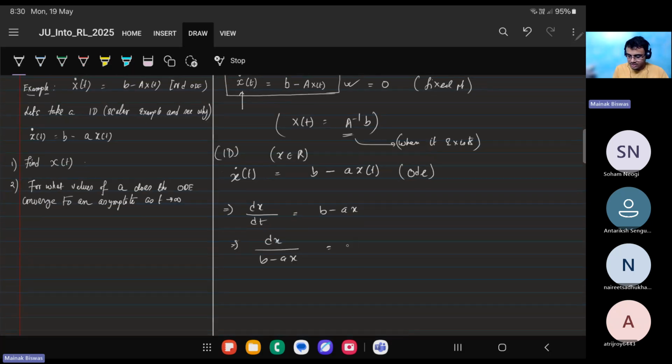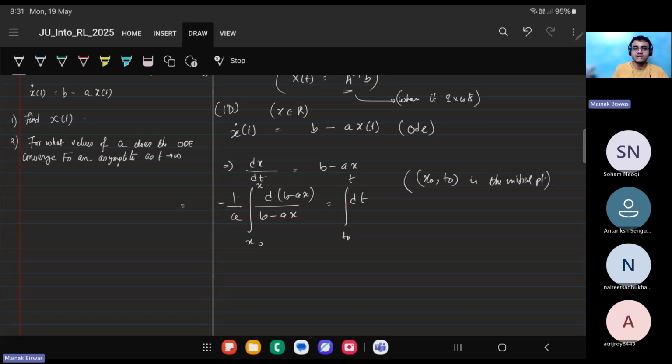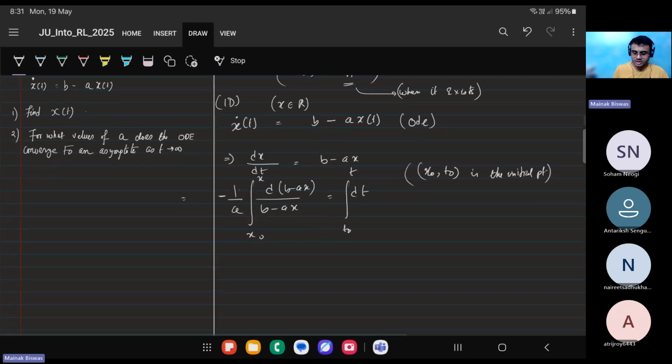B minus Ax is equal to dt. So if there is a question, you can ask me, stop me, because I think this integral is easy for you all. So this is 1 by (B minus Ax), with a minus 1 by A. Correct? So I'm integrating. I am telling you that x0, t0 is the initial point. I hope this is clear to everyone. And then I'm integrating to any arbitrary x and t. Fine, I'll get the solution to this ordinary differential equation.